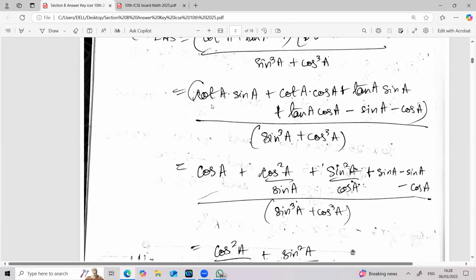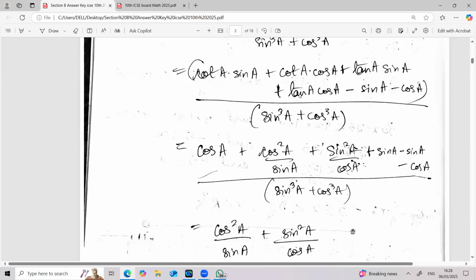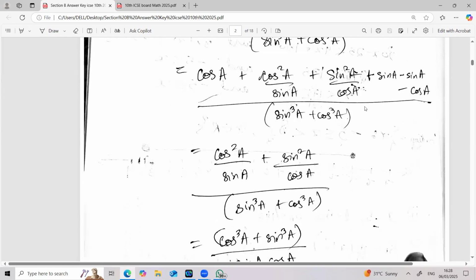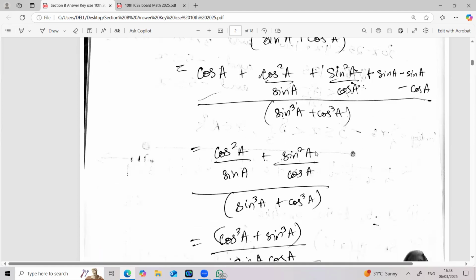Cot is nothing but cos upon sin. So this simplifies to cos. This simplifies to cos square A by sin A. This simplifies to sin square A by cos A. This simplifies to sin A. And now what happens? Positive, negative sin A get cancelled. Positive, negative cos A get cancelled. You end up getting something like this.